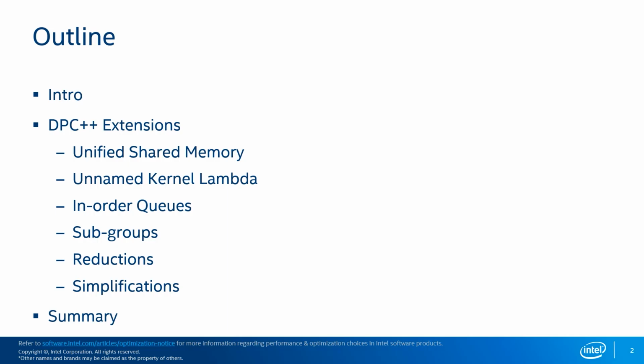The outline of this presentation is as follows. First, we will quickly explain what is Data Parallel C++, or DPC++, and its relationship to the SYCL standard. Next, we will cover a few of the extensions defined in DPC++. These include unified shared memory, unnamed kernel lambdas, in-order queues, subgroups, reductions, and other simplifications. Finally, we'll have a brief summary and tell you where you can get started with DPC++.